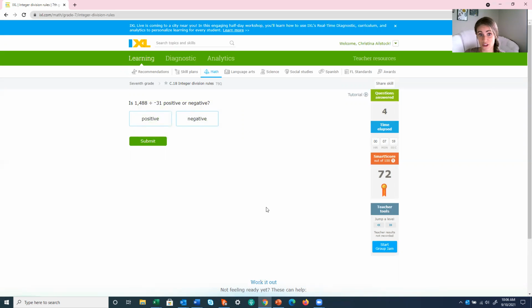Ooh, how about this one? Another large one. Positive 1,488 divided by negative 31. Do they have the same sign or different signs? We have a positive and a negative. Different signs. Therefore, our answer will be negative.